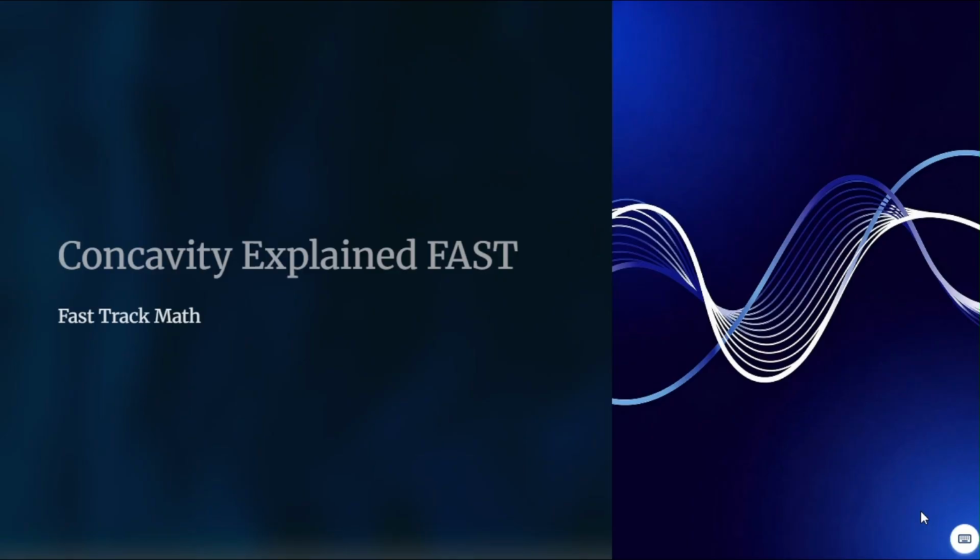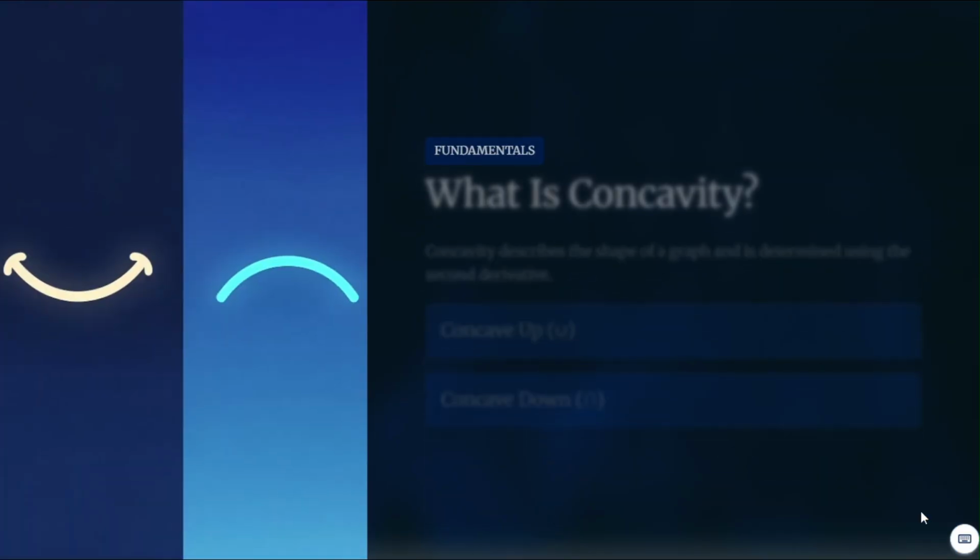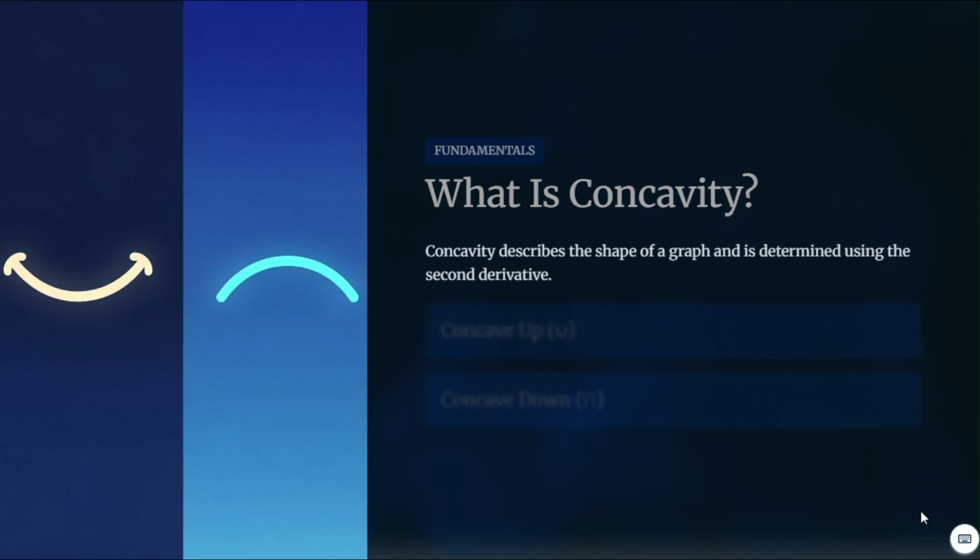Graph smiles or frowns, calculus can tell you exactly why. What is concavity? Concavity describes the shape of a graph and is determined using the second derivative. Understanding concavity helps us analyze how functions curve and change direction.